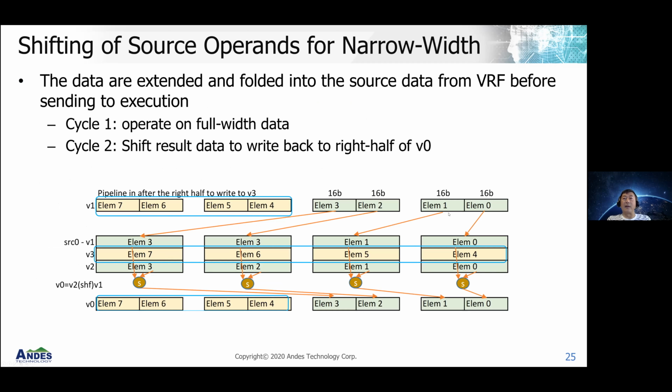Then you can start from the right half to be operated with V2, which is the double width data. And then when you had the result, it writes back to the first half. And then the second half, it basically in the second micro-op writes back to the left half here.